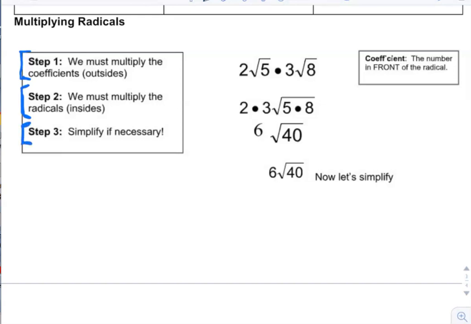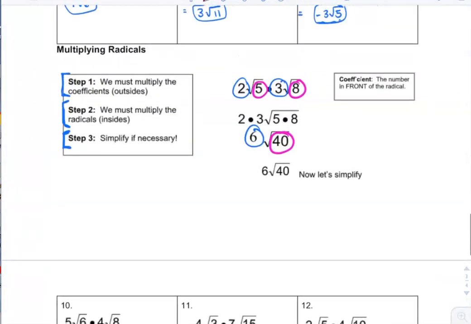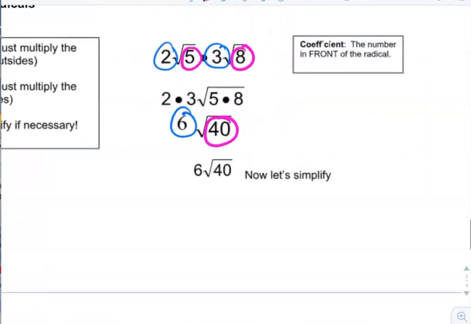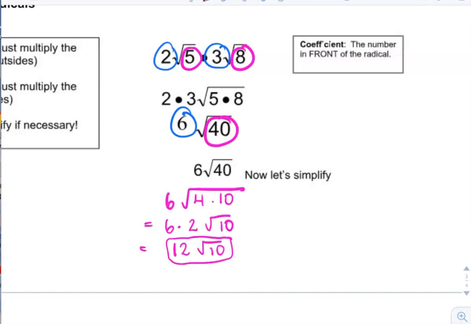So you can see this example. We're multiplying 2 times 3 to get 6. And then the inside of our radical is 5 times 8 to get 40. And then you can simplify it from there. Actually, pause the video and try simplifying. All right, that's your simplified version.